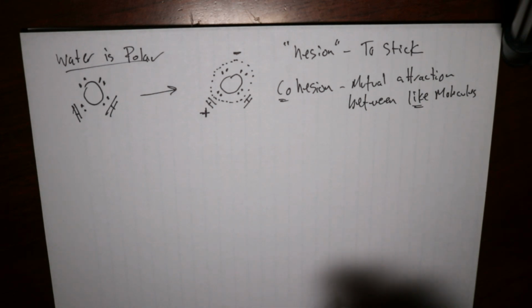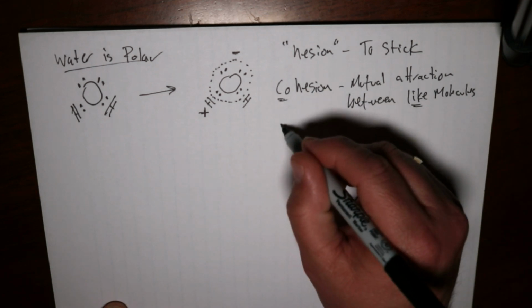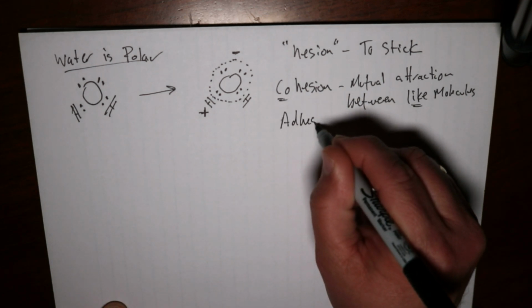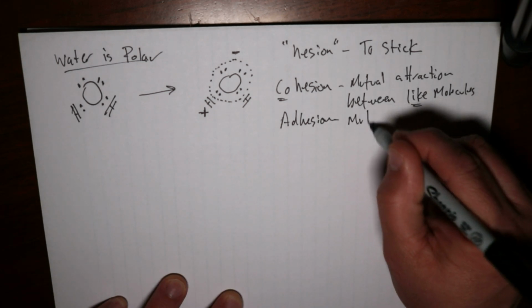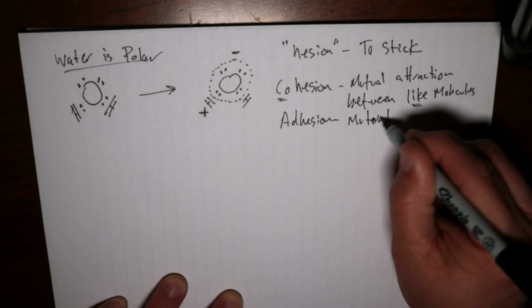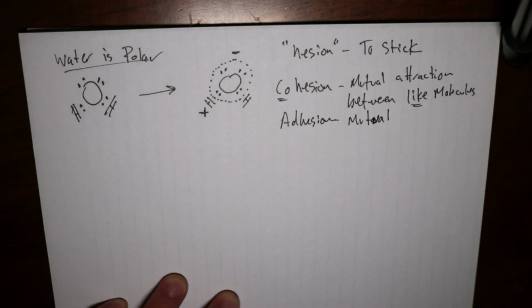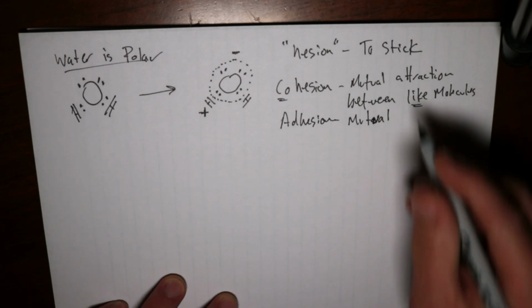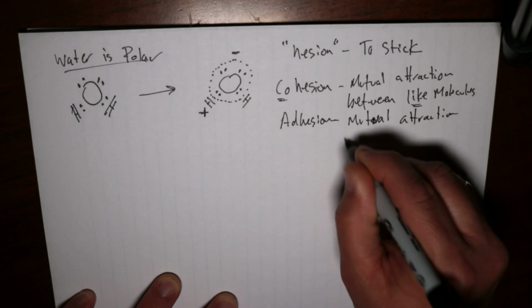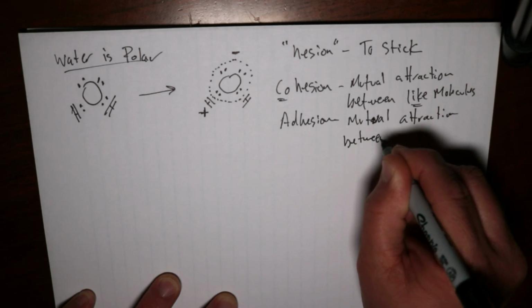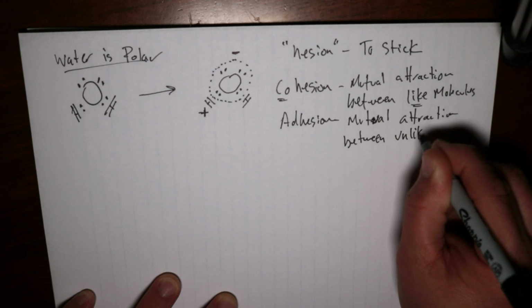And then the next word that I think is really important for us to keep in mind as we go into the keystones is adhesion. So adhesion is, again, a mutual attraction. And we've seen that word a couple times lately. We saw it when we talked about mutualism in symbiosis when we were talking about ecology. So again, this is a mutual attraction, but now it's between what? Unlike molecules.